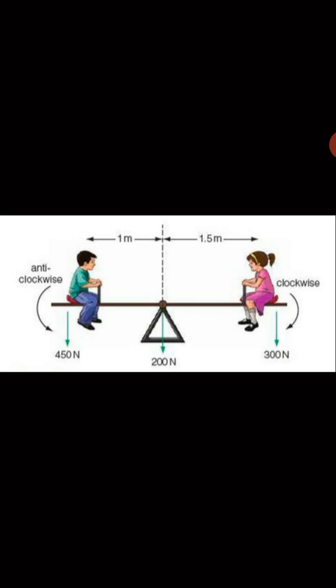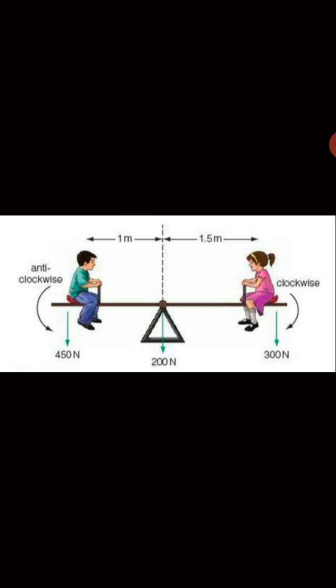Now let's see what's the moment of force on the boy. To calculate the moment of force on the boy who is sitting on the anti-clockwise side, again what you need to do is multiply force by the distance. The force given near the image of the boy is 450 and the boy's distance from the central pivot is 1 meter. So 450 into 1 is 450.